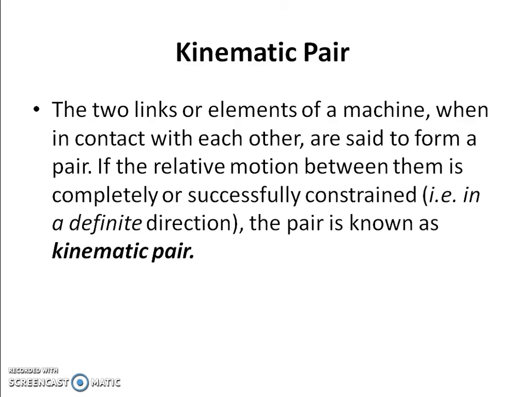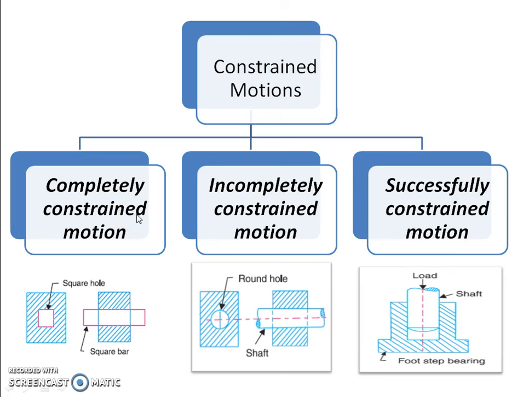Next we are going to see what is meant by completely or incompletely constrained motion. The constrained motions are three types. First one is completely constrained motion. Completely constrained motion is one in which the relative motion between the links takes place in a definite direction and it can be predicted. For example, the motion of a square bar in a square hole. The square bar has only reciprocating motion. It is restricted from rotary motion by the square hole.